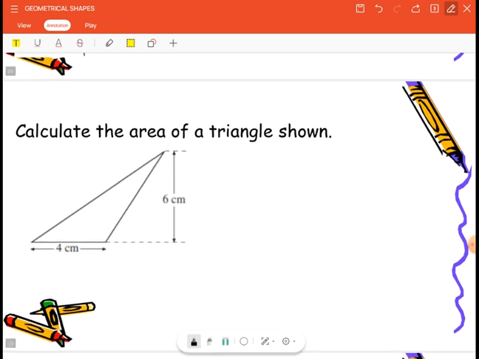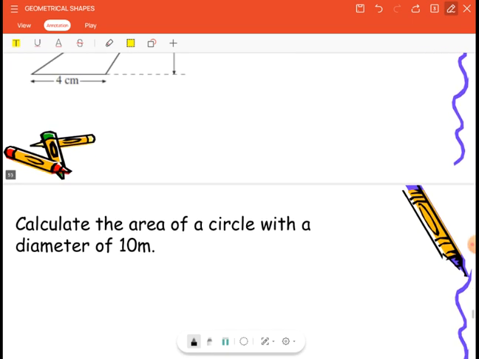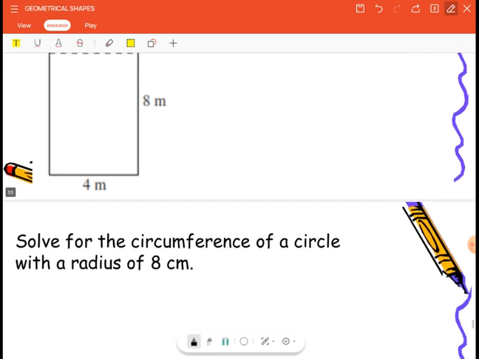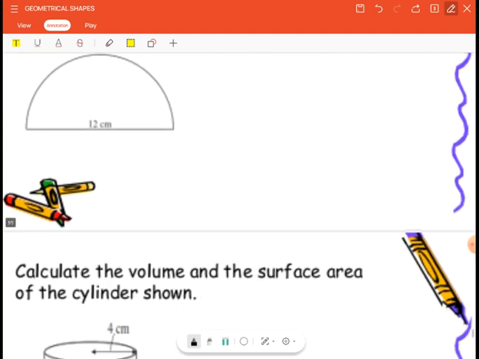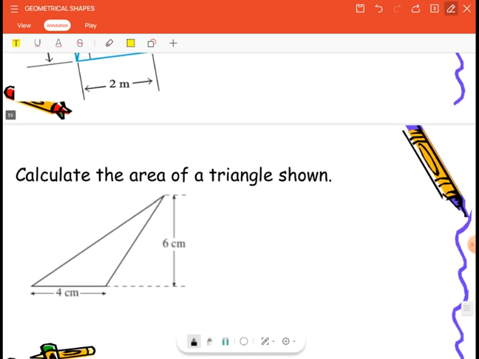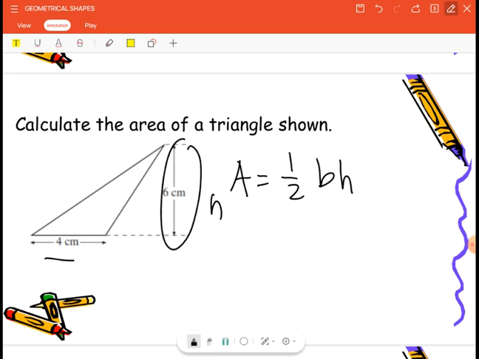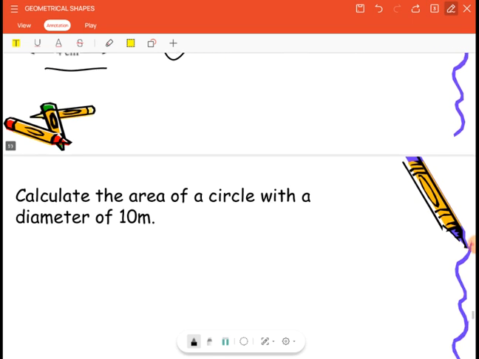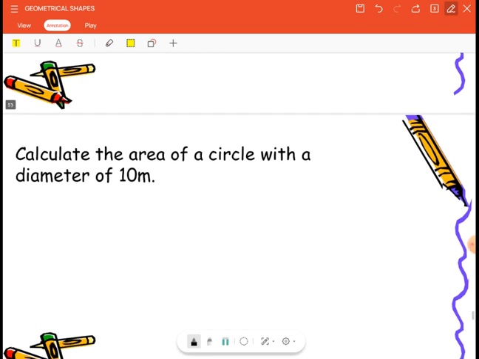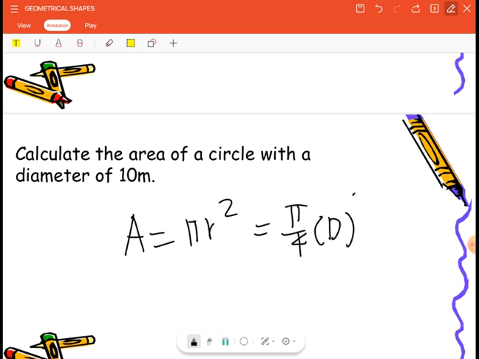Okay, so next. Ito yung mga sample na pala ito na yung sasagutan nyo sa inyong module. Okay, so bigyan ko lang kayo ng hint. So dito, ang area lang naman yung hinahanap. So ang area natin dito ay 1/2 base times height. Kasi meron tayong height, and then meron tayong base. Okay? For the number 2, calculate the area of a circle with a diameter. So ang area may be pi r squared, or that is pi over 4 times the diameter squared.